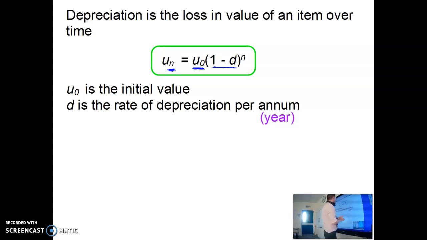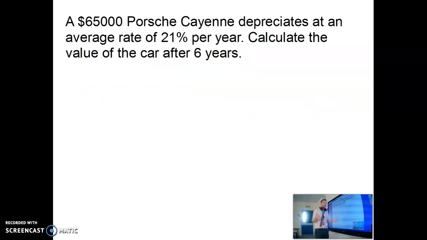Let's put that into an example. Oh, one thing, per annum. If you ever see PA, that means per annum, and that is per year, each year. You could also see APR when you're dealing with compound interest, annual percentage rate, but annum means year.